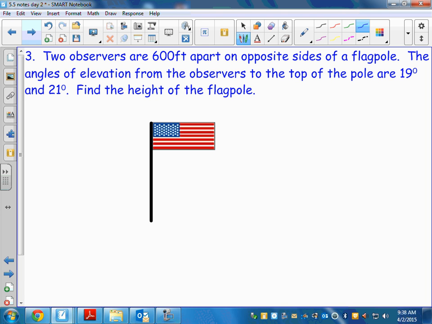Two observers are 600 feet apart on opposite sides of a flagpole. The angles of elevation from the observers to the top of the pole are 19 degrees and 21 degrees. Find the height of the flagpole.